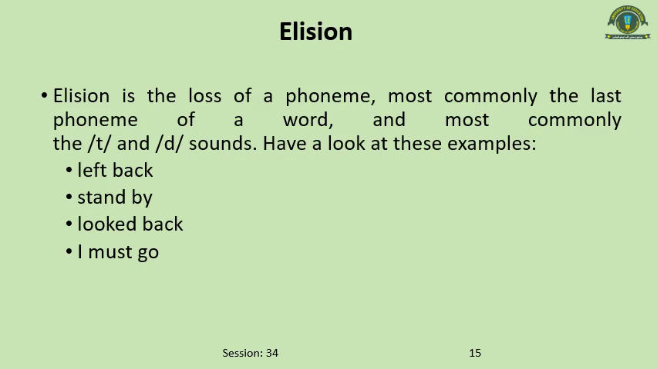Listen again. Left back. Stand by. Look back. I must go. So elision is the loss of a phoneme, most commonly the last phoneme of a word, and most commonly the t and d sounds. That's very important to understand, okay?